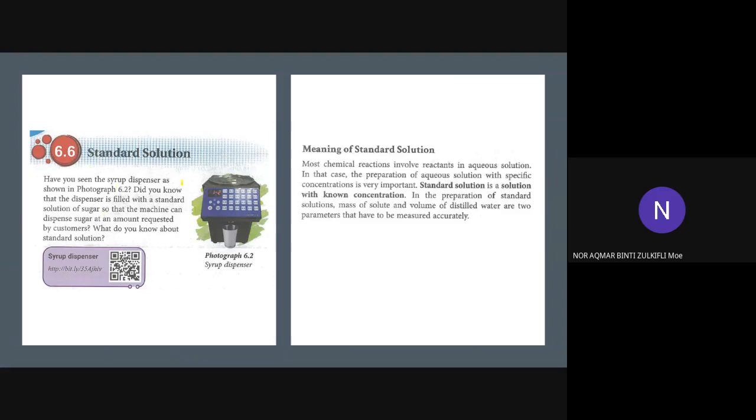So, what is the meaning of standard solution? For your information, standard solution is a solution with known concentration. We need to know what the standard solution is and what its uses are. We need to prepare the standard solution according to the mass of solute and the volume of distilled water so that we can produce a good standard solution.